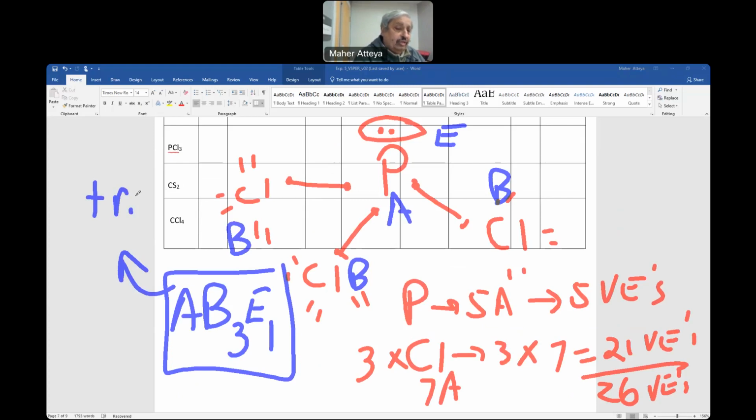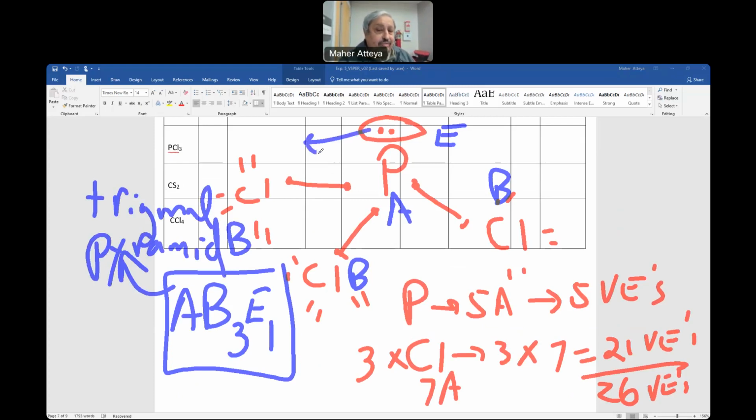So according to the code table, AB3E1, this will be correct, trigonal pyramid. Correct? Is it polar or non-polar? What do you think? It is polar. That's because the polarity, polar. Correct? So we covered everything.